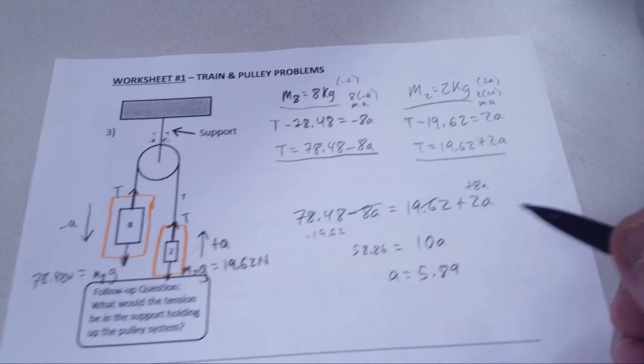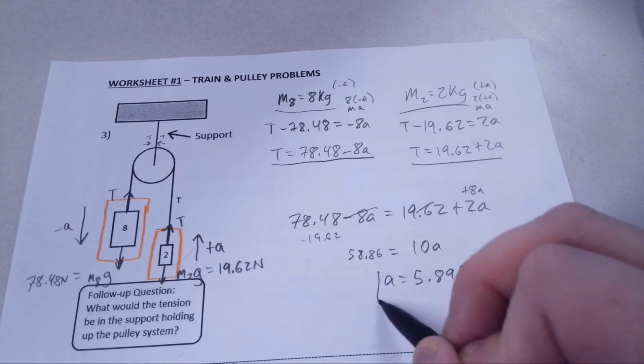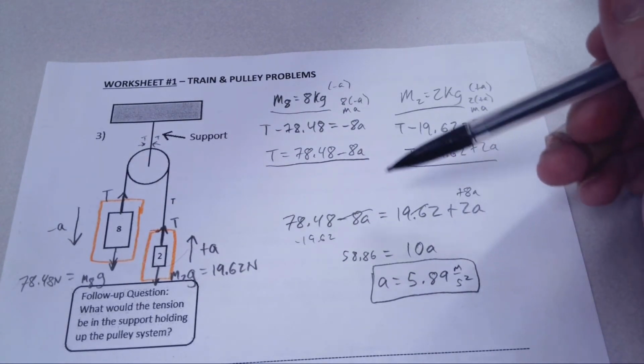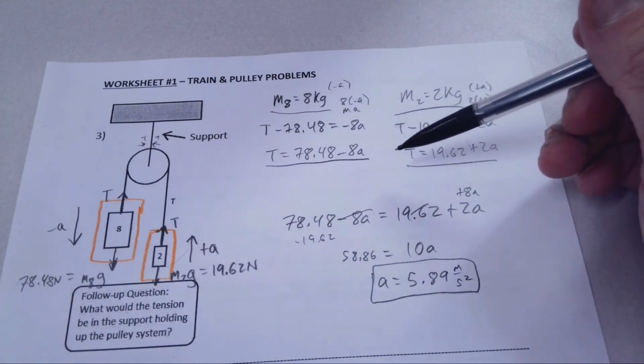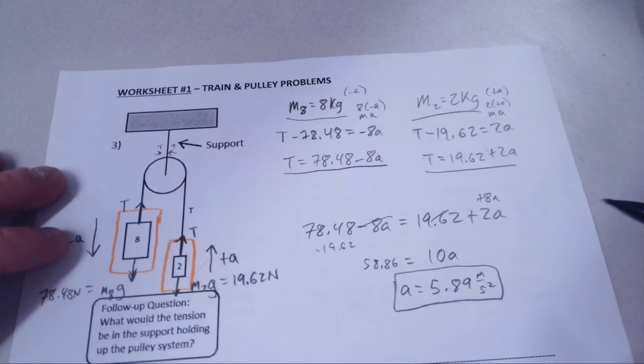Okay. Now we are rounding here, so we need to understand that when we plug that into these tensions here, if these tensions are correct, because we rounded here, these are not necessarily going to be exactly the same. They should be within most likely a tenth of a Newton. So let's just go ahead and check.